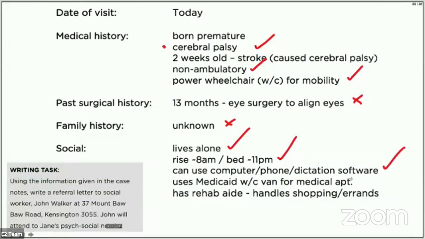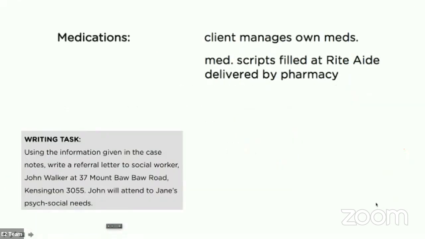The Medicaid wheelchair van for medical appointments all of a sudden probably becomes unimportant. The rehab aid is possibly worth mentioning. I'm not sure about that one. Manages her own medications. I think that's probably important. The second one, that they're filled and delivered by the pharmacy, is probably unimportant.